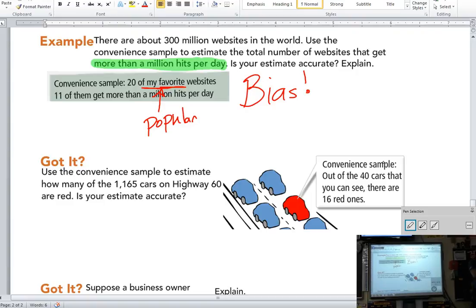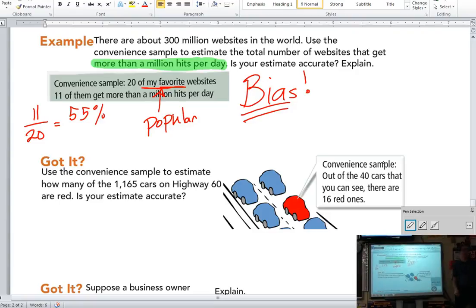But that creates a bias, because I know that it's a rarer website. Google is a really common website. So when you choose your favorites, those are inherently going to be popular. So think about this. What you've said is that 11 out of 20, or 55% of websites get over 1 million hits. That can't be true. That is a biased result.